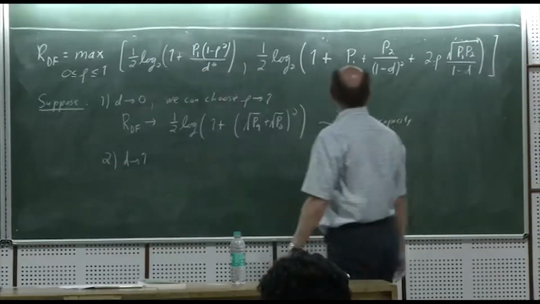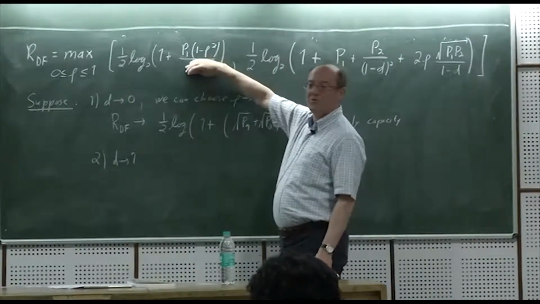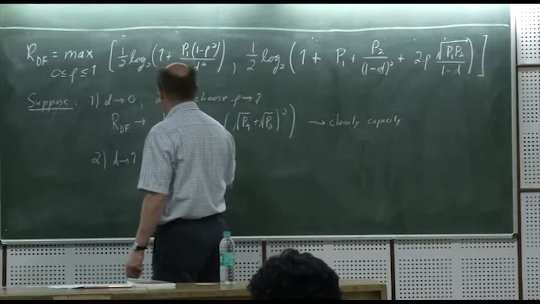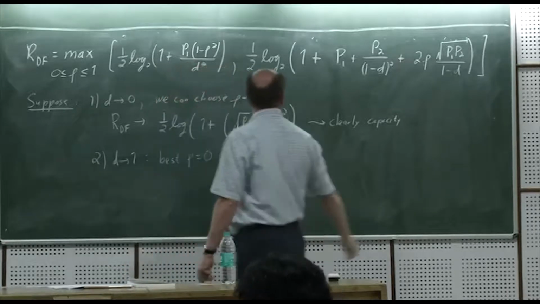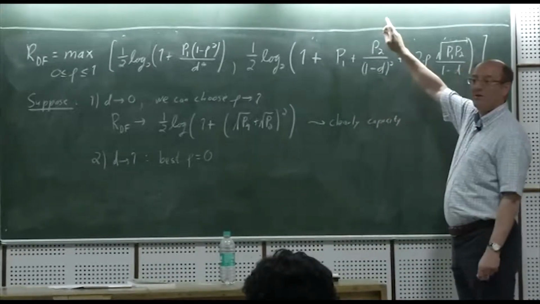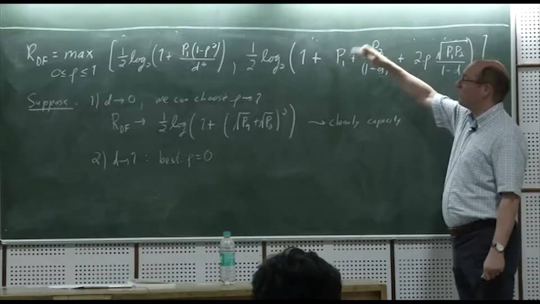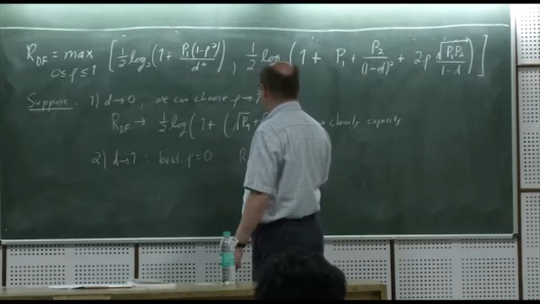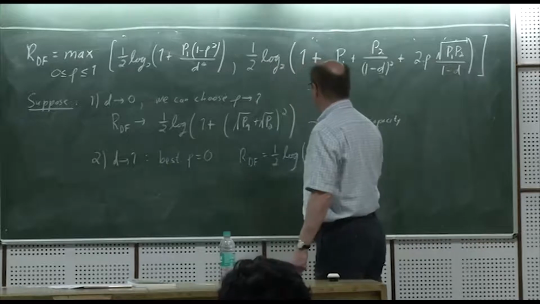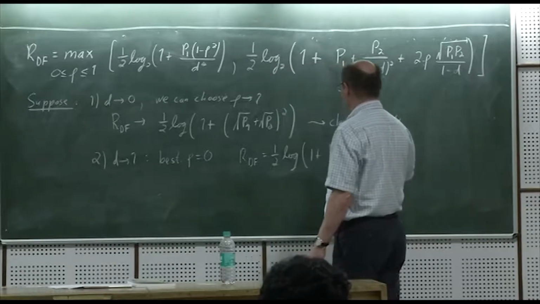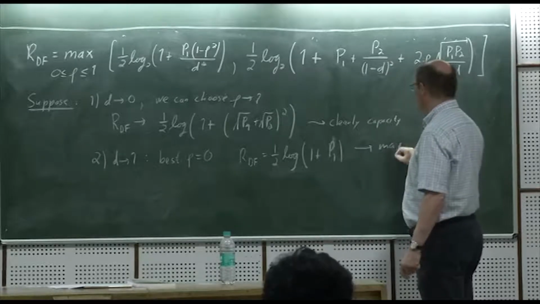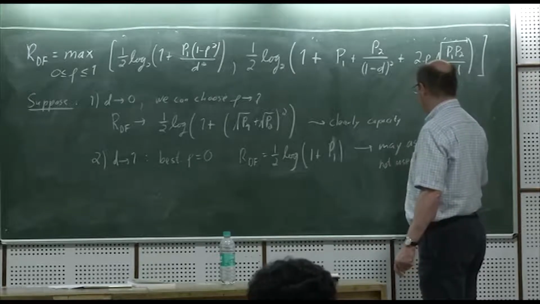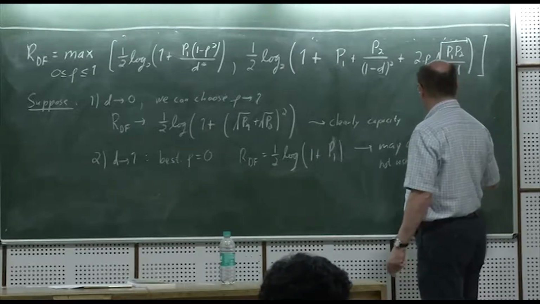Well, if D goes to 1, what's the best rho to choose? 0, right? So best rho is equal to 0. And let's see what happens here. If D goes to 1, this blows up, and so the defining bound is the first one. So indeed we get rate DF equal to 1/2 log of 1 plus P1, which says that we may as well not use the relay. So this decode and forward method is not very useful.